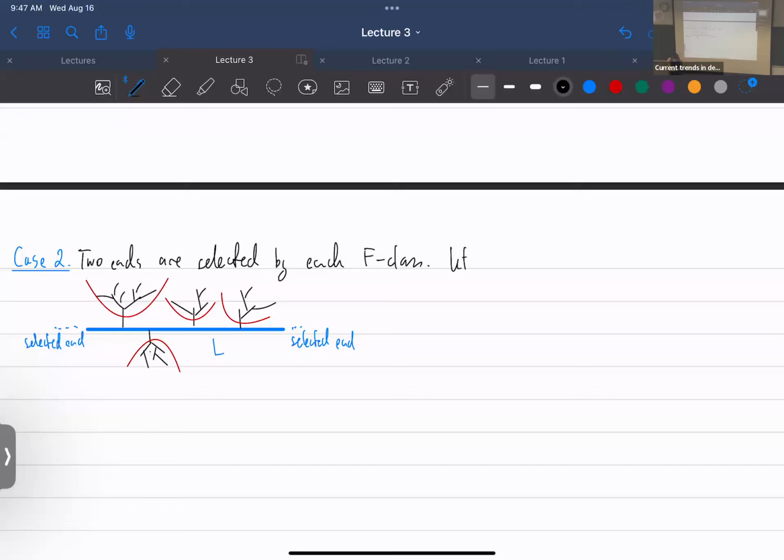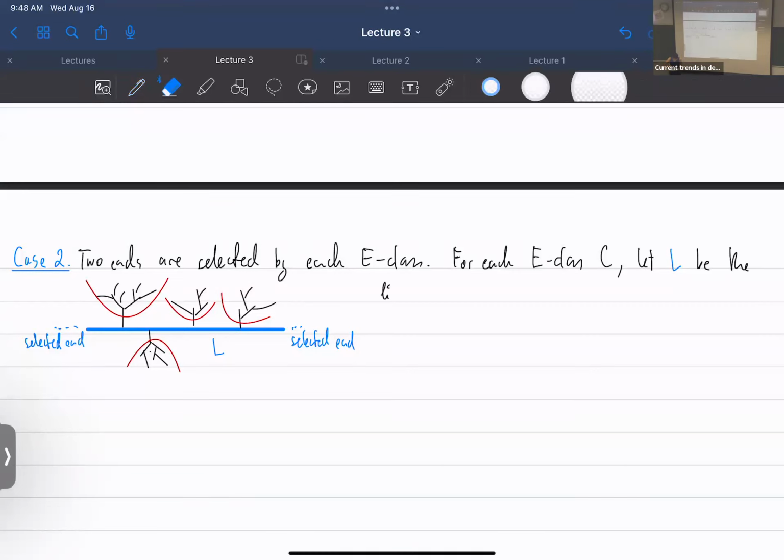So let us fix, for each E class, let L be the geodesic line between the two selected ends.